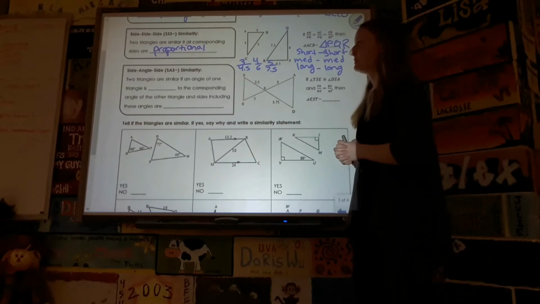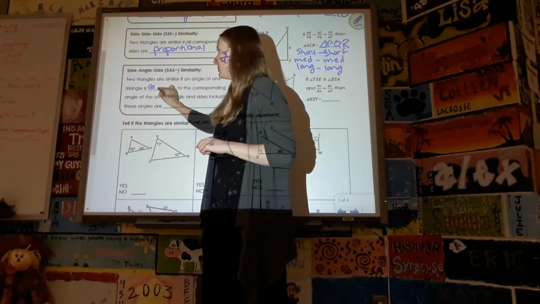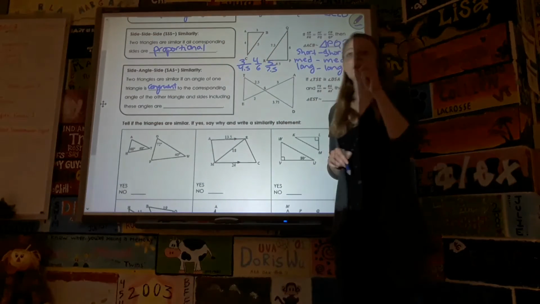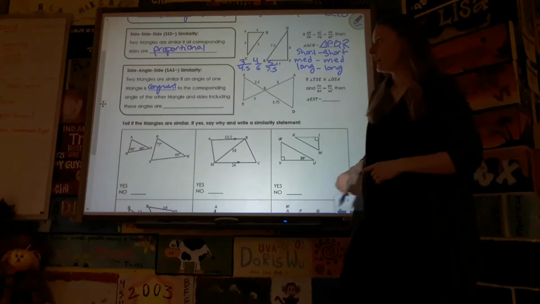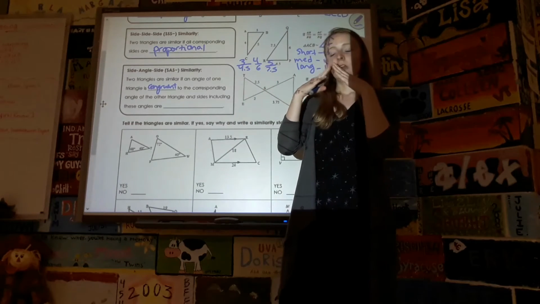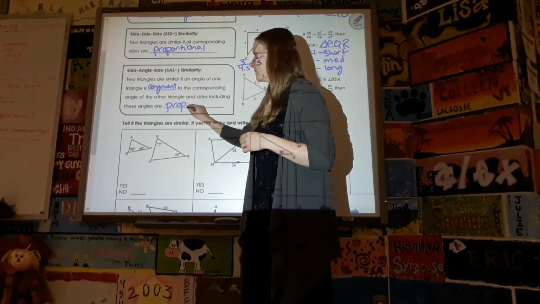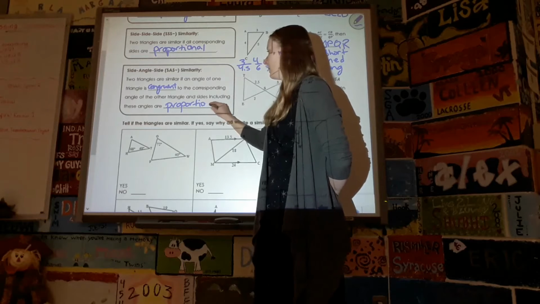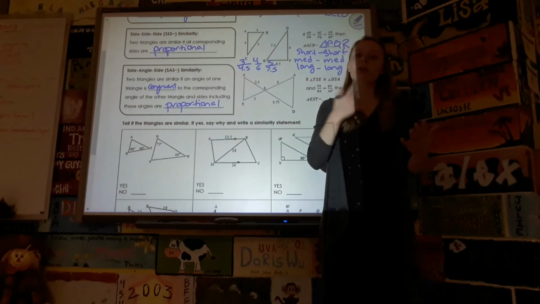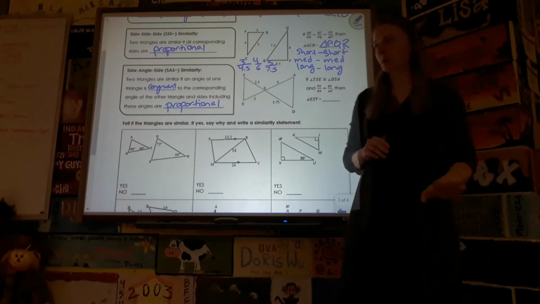So two triangles are similar if one angle of a triangle is congruent to the corresponding angle of the other triangle and the sides including these angles, that means the two sides that are on either side of the angle, are proportional. Remember, anytime you're working with similarity and working with sides, they're proportional. Okay? Not congruent. Angles are congruent, sides are proportional.